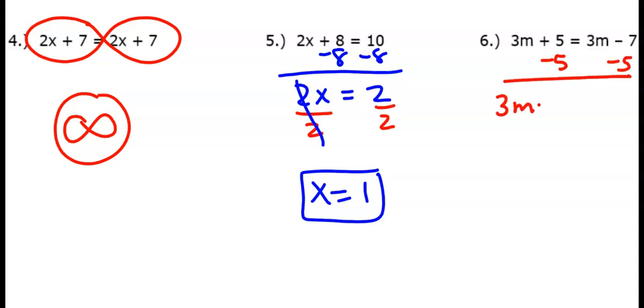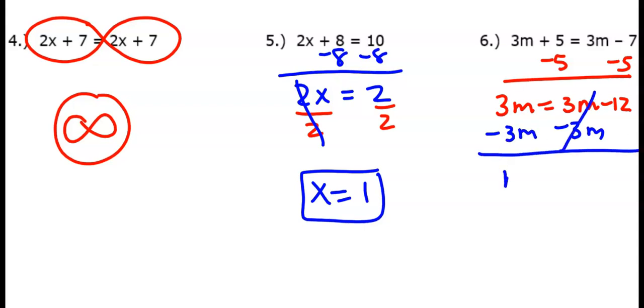And then when they rewrite, they then move the variable term. And be very careful here. This is not m. If you have 3 m's and you take 3 m's away, then that means you have nothing left. And this again results in no solution.